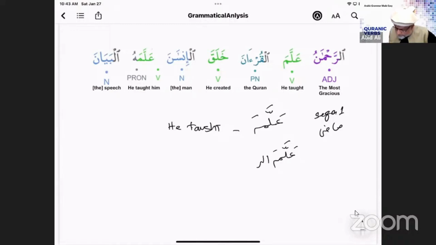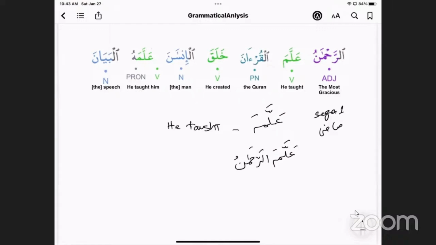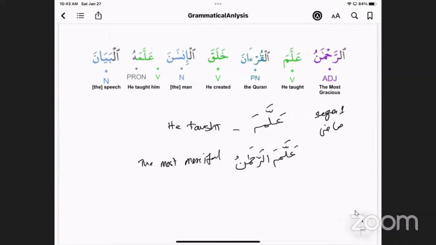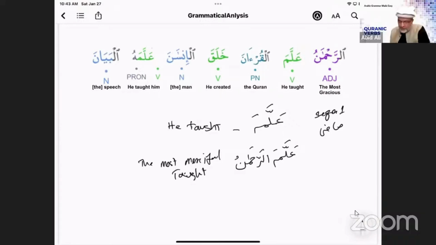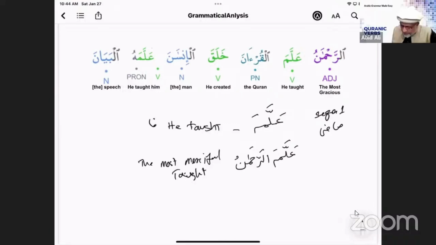Okay. If I say Allamar Rahmanu. Now, what will be the translation of this? The Rahman, the Most Merciful, taught. Okay. So what is the difference between this and this? So the fa'il came outside.